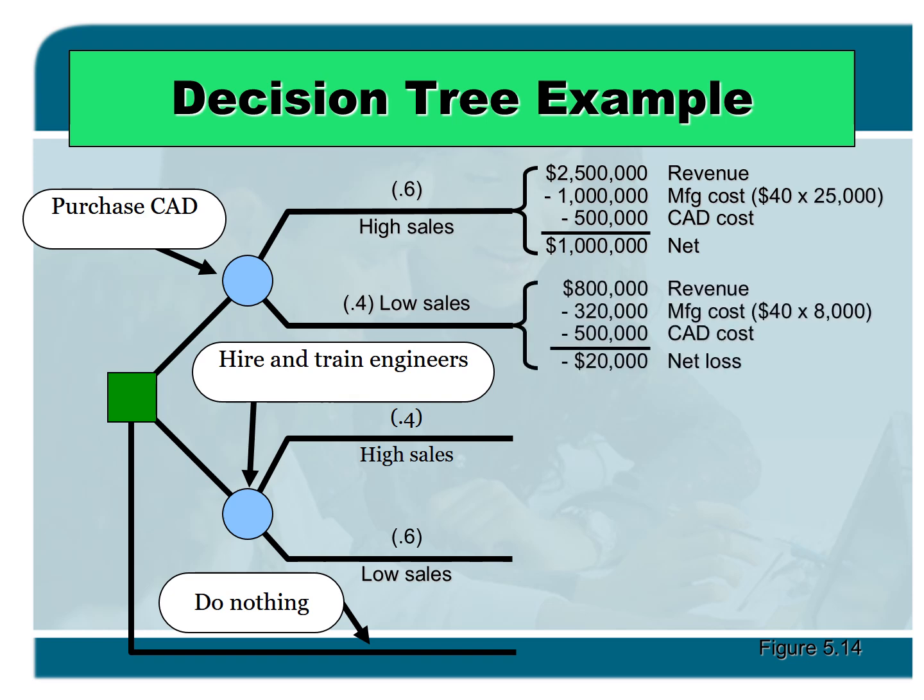So here, looking at the decision tree, we see there's a possibility of $2,500,000 in revenue. The manufacturing cost is going to be $1 million. The CAD cost will be $500,000. So if we do have high sales and we purchase CAD, we're going to net $1 million. But if we have low sales, the revenue is only going to be $800,000. The manufacturing costs will be $320,000. The CAD will still be $500,000, but we'll be operating at a net loss of $20,000.